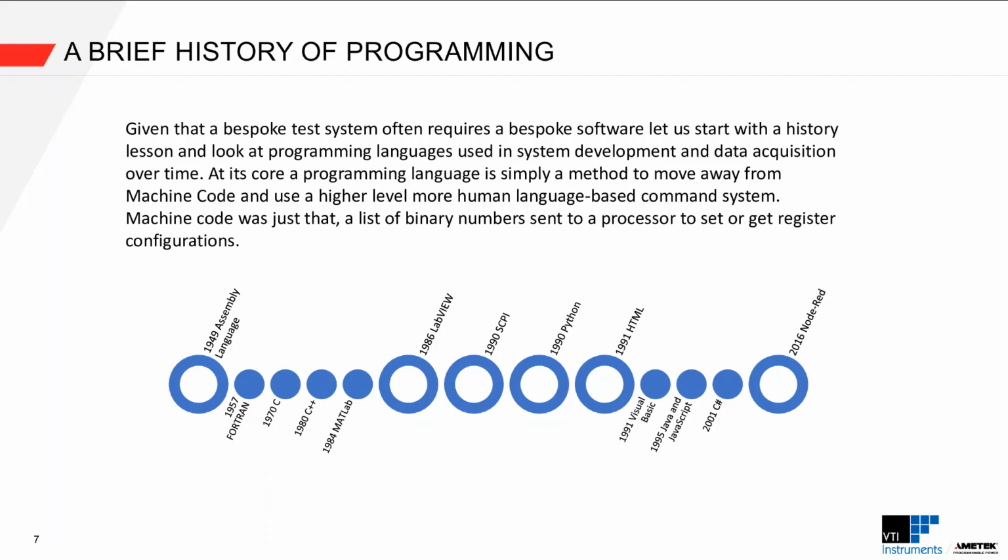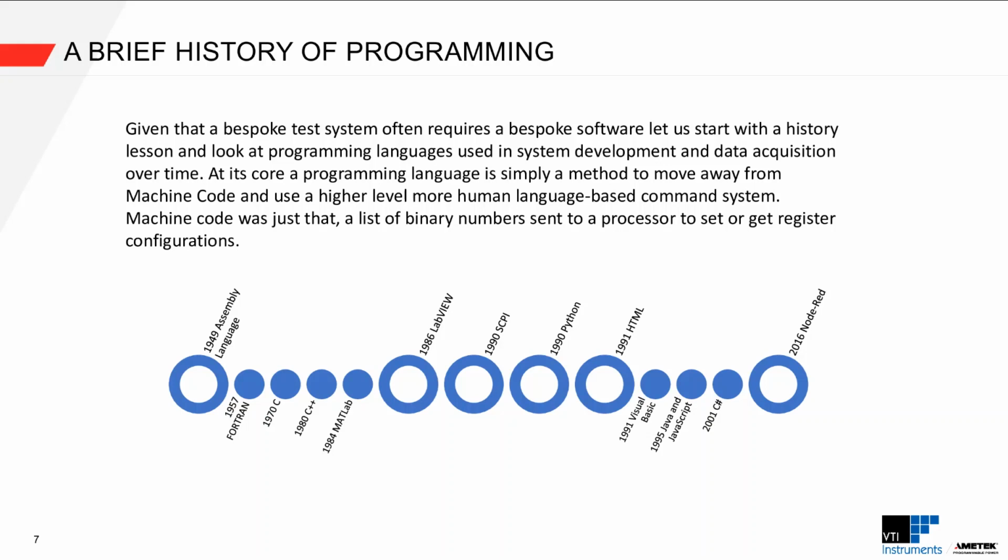So rather than controlling a processor via sending it a stream of zeros and ones to set and get data from registers, etc., machine code or assembly language was created to give a slightly higher level control over what you were doing. And since that point, moving forwards, we've seen many different software applications appearing that each bring with it the ability to make that programming experience a little more human language based, a little easier, a little clearer, a little bit more intuitive.